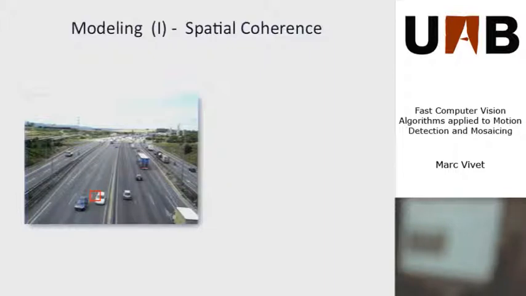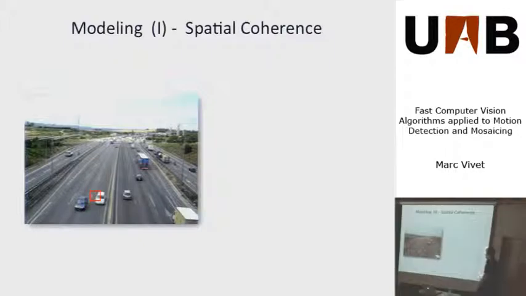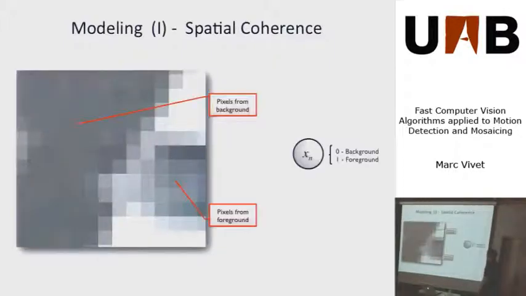So now we will show how we have modeled our system. If we look closely at an image, we can see that there are two kinds of states that a pixel can have. Pixels can be from the background and pixels can be from the foreground.